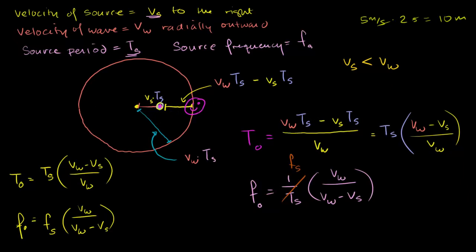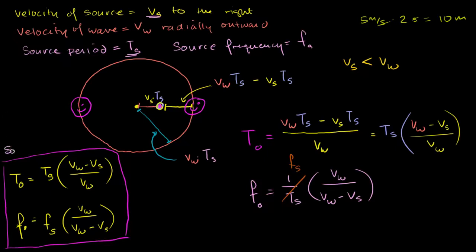Now let's think about the situation where the observer is over here. So these formulas that we came up with right here are for the source traveling in the observer's direction. Now let's think about the opposite case, where the source is traveling away from the observer.